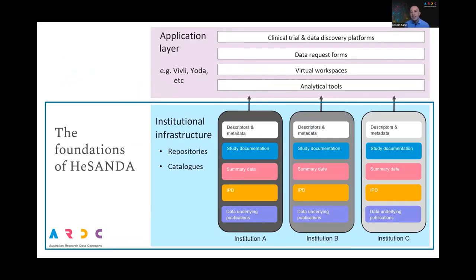Defining these things is how we will build the foundations of HeSANDA. They are the things that will dictate how we design our repositories and catalogues so that they are the most effective for researchers. And the quality of these foundations is what determines the kind of tools we can then build on top of them in the future, whether that be search engines, data request application forms, or potentially down the track, even more advanced technology like secure virtual analytical workspaces.